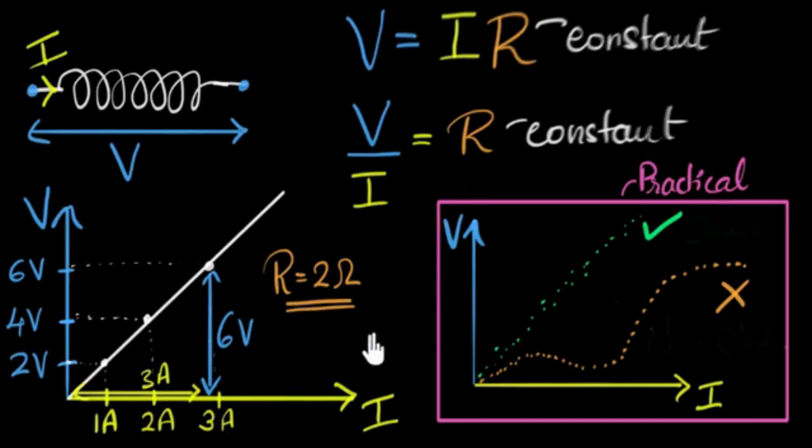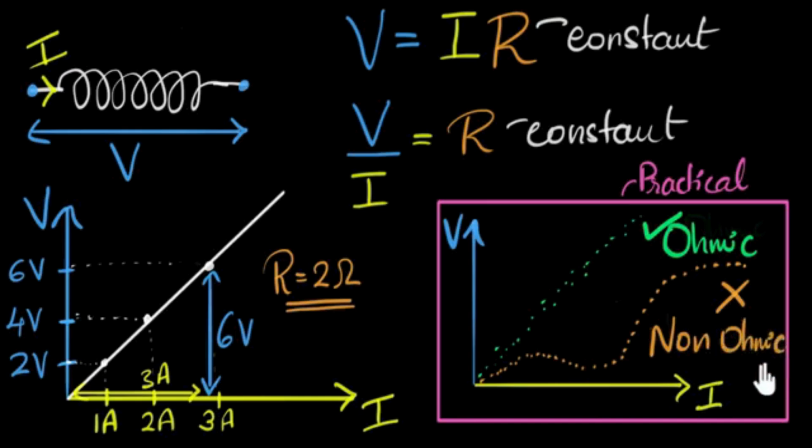And lastly, things that obey Ohm's law, we usually call ohmic materials or ohmic devices. For example, metals obey Ohm's law, so they are ohmic materials. And things which are made of metal are also ohmic. An example would be the filament of a light bulb. They are ohmic devices. On the other hand, things that do not obey Ohm's law, we call non-ohmic devices or non-ohmic materials.